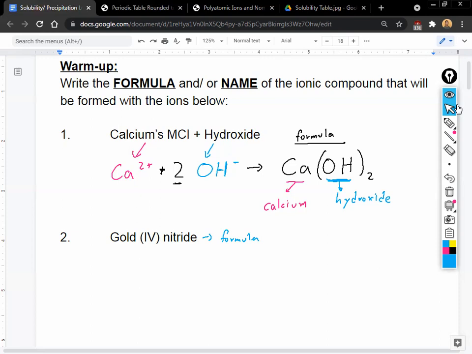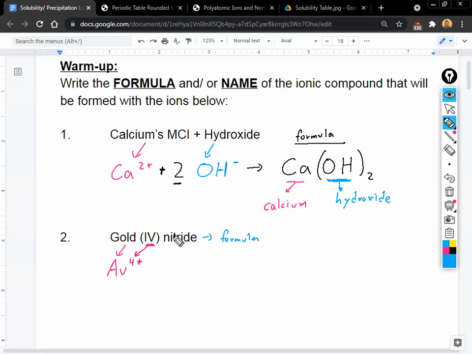Alrighty, guys. Let's go over number 2, and then we will move on to the new topic for today. Gold 4 nitride. What did you get for gold's symbol? Yeah, Au. Gold is Au. If you notice, it has a 4 behind it, so that means gold's charge is +4. The charge is 4, so we put +4.